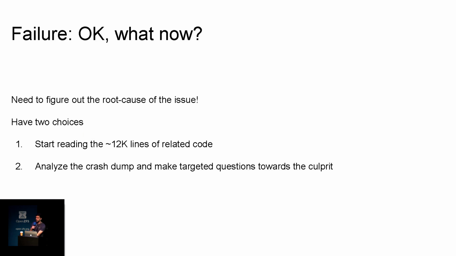So, all right, the system is running now, the customer is happy, but there's still this bug that other customers may be hitting. So we basically have two choices. We can start reading the tens of thousands of lines of related code, the ZIO code, the DMU code, you know, all the entrances to the write code paths. Or we can start analyzing the crash dump that we got and ask targeted questions towards the root cause of the issue.